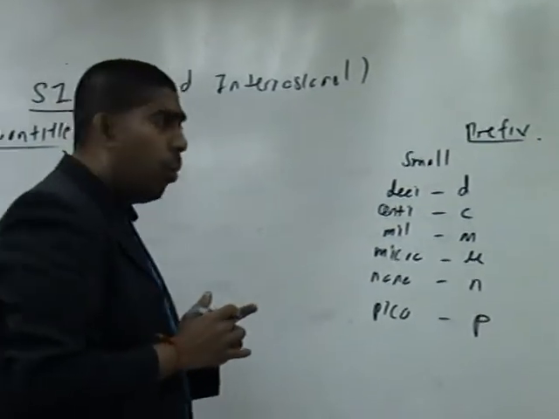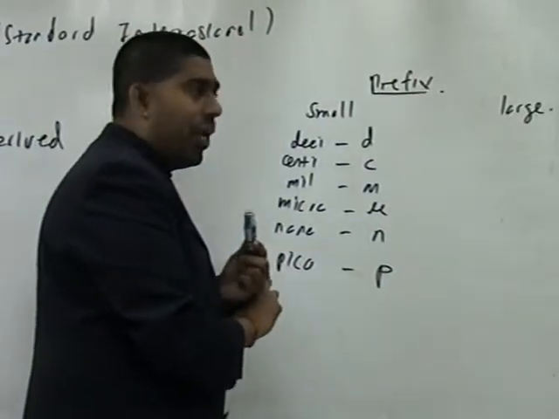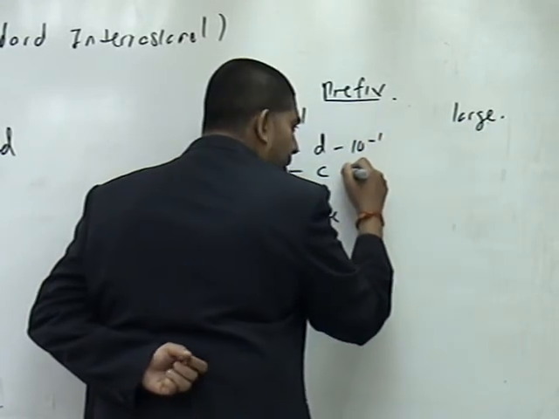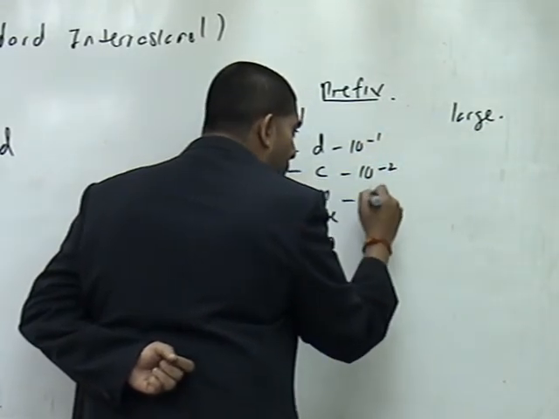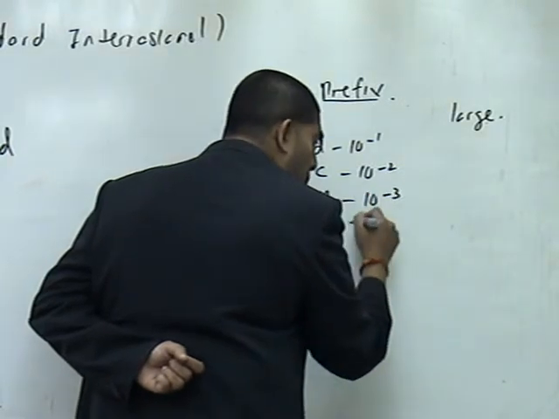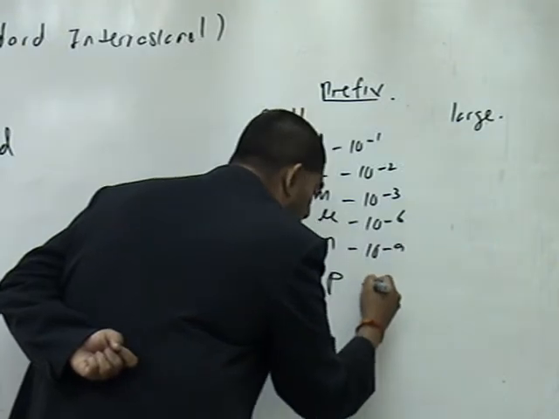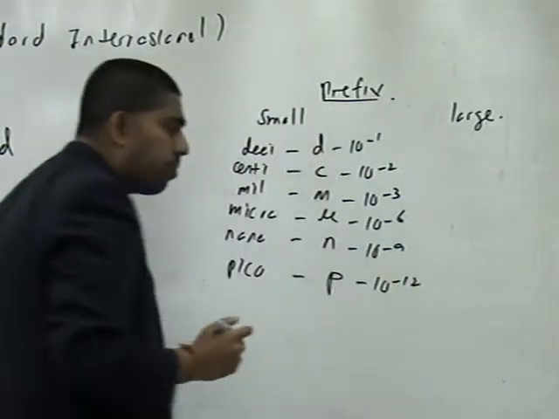Can you see that? What do these symbols represent? Deci here, 10 to the power of negative 1, centi, 10 to the power of negative 2, milli, 10 to the power of negative 3, micro, 10 to the power of negative 6, nano, 10 to the power of negative 9, pico, 10 to the power of negative 12.